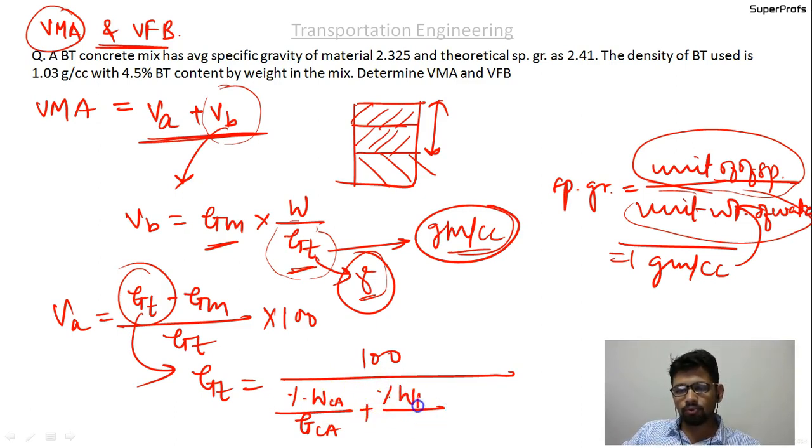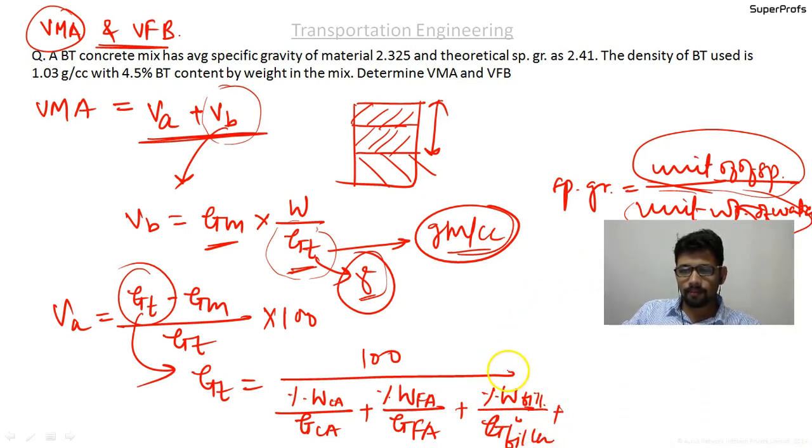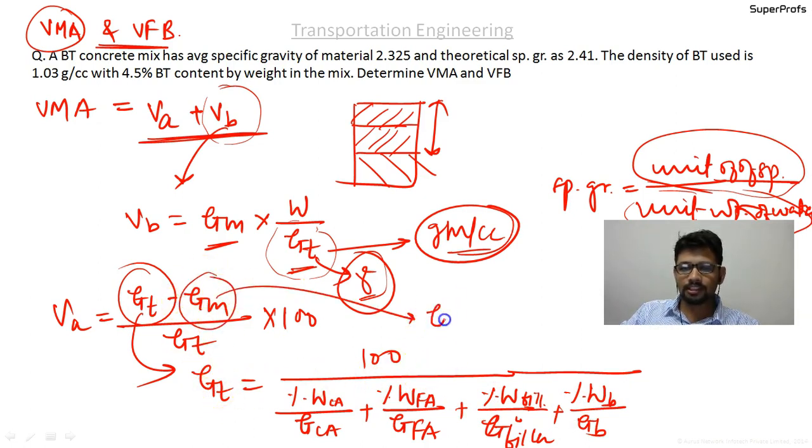Okay, W fine aggregates upon G fine aggregates plus percentage W filler material upon G filler material plus percentage bitumen upon G bitumen. So from here you get the GT value. GM value is to be calculated. GM is very simple. It will be given as gamma M upon gamma W.